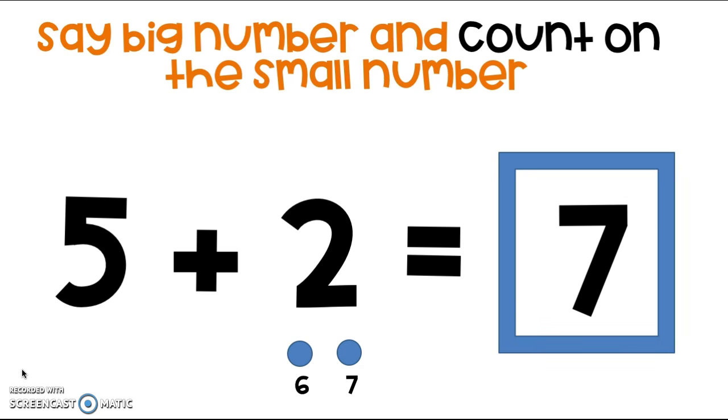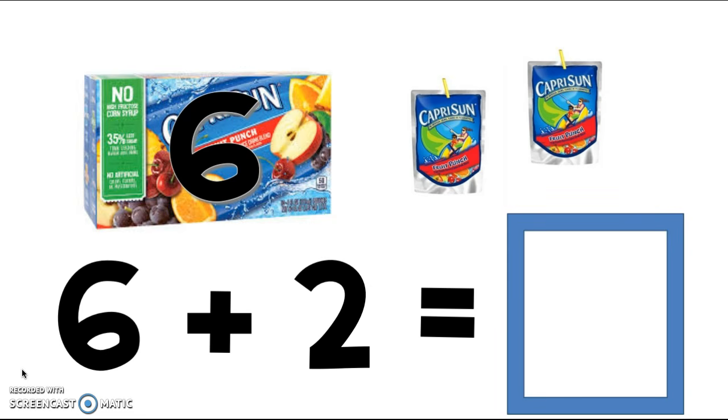Let's go ahead and practice counting on. All right. Here are some Capri Suns. In the picture, I see a box of 6, and then I see 2 more. My number sentence would be 6 plus 2 equals something. Now we have a choice. There's already a picture of the 2. Do you see the 2 individual Capri Suns? Perfect. I could say 6 by tapping the box, and then tap with my finger on the 2 by themselves to count on. Let's try that.